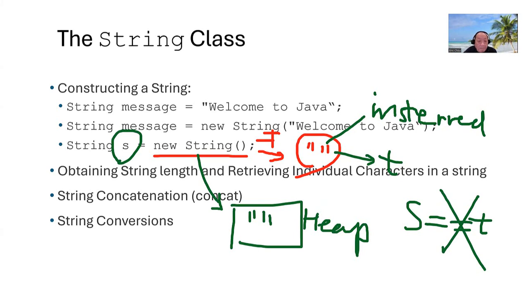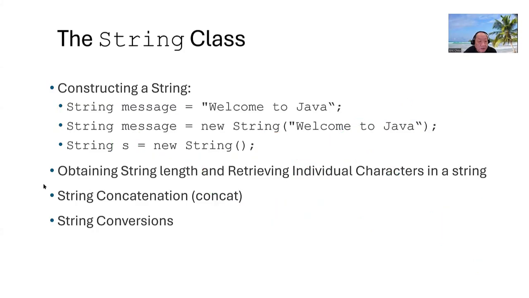Okay? Is that okay? But new String with nothing in there will create an empty string. Pointing to nowhere is not a new string. Pointing to nowhere is assigning null to it. Okay, these are different concepts you need to know.